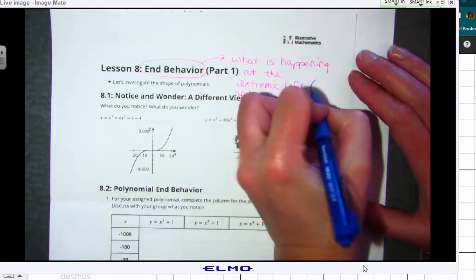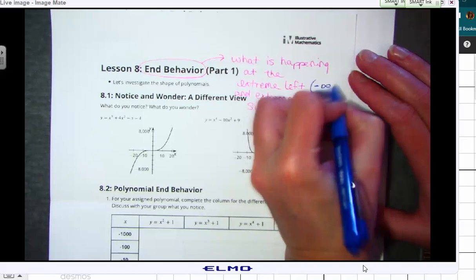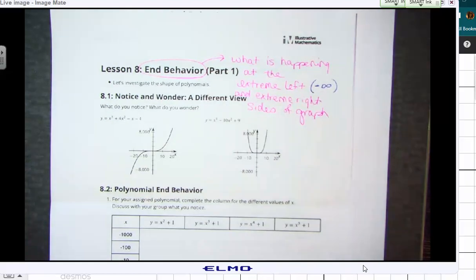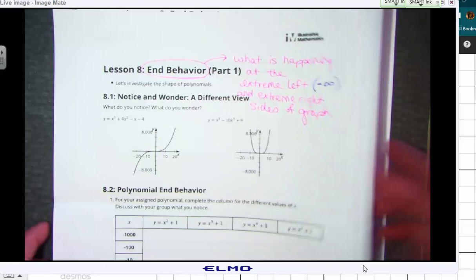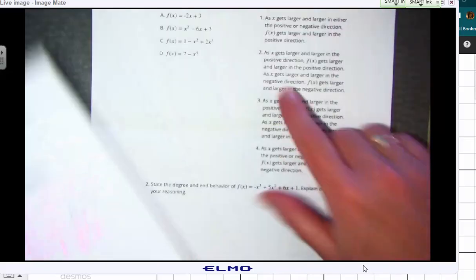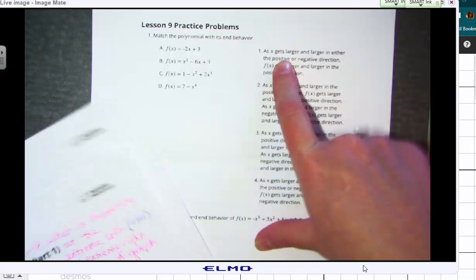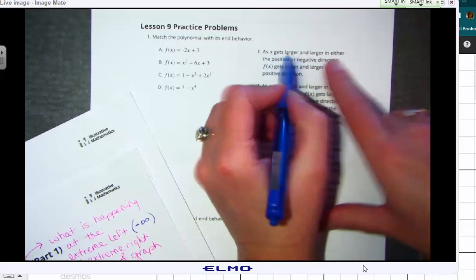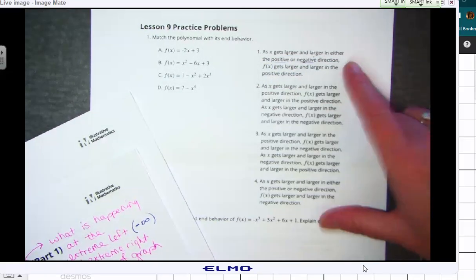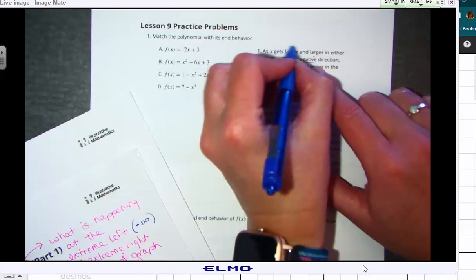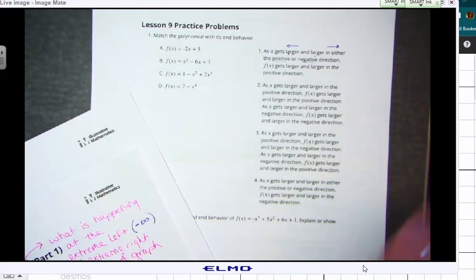So the extreme left, we also talk about it being negative infinity, or as we go farther and farther to the left, as we get more and more negative. Now we say that because we're going to see here in our practice problems that they talk about as x gets larger and larger in either the positive or the negative direction. Okay, so that means as it goes to the left and as it goes to the right.